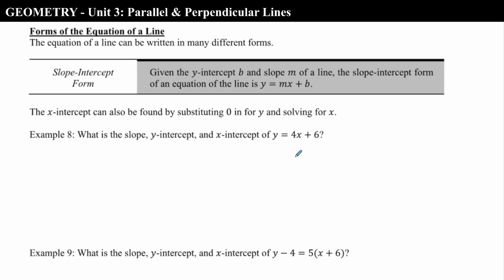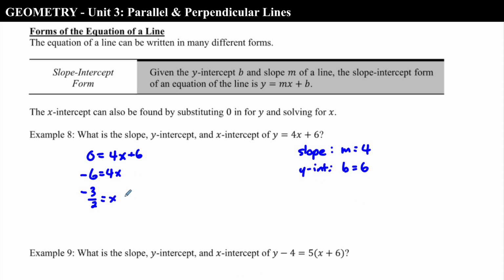So the slope is easy because all we have to do is pick out our m. So m equals 4. Our y-intercept is just as easy because we just pick out our b, which is 6. But for the x-intercept, we've got to set y equal to 0. So it just requires a little solving. Subtract 6 from each side and divide by 4, and you get -3/2 equals x. So our x-intercept is -3/2.